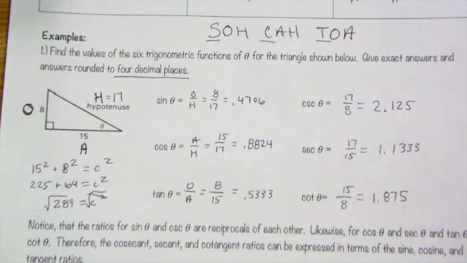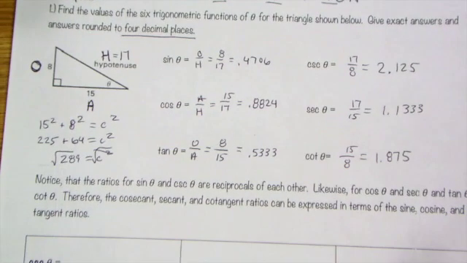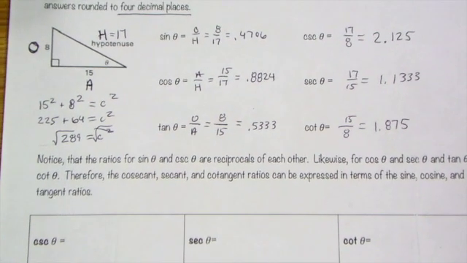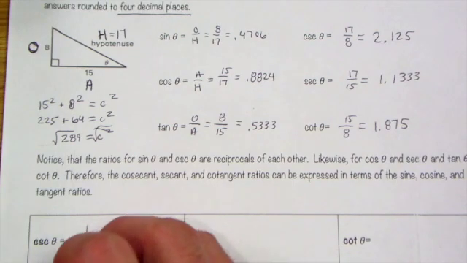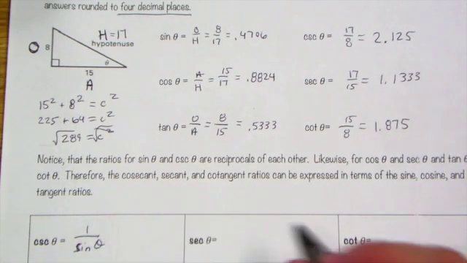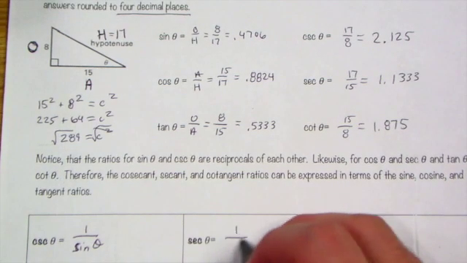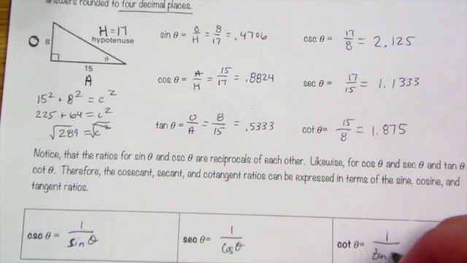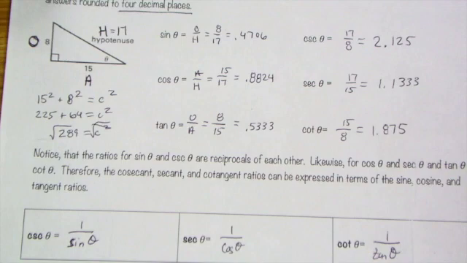Okay. So basically, what we've learned here with cosecant, secant, and cotangent is that they are inverses of the other ratios. In other words, if I wanted to find cosecant theta, I would just do 1 over sine theta. And if I wanted secant theta, I would just do 1 over cosine theta. And if I wanted cotangent, I would do 1 over tangent theta. So it's 1 over that value.